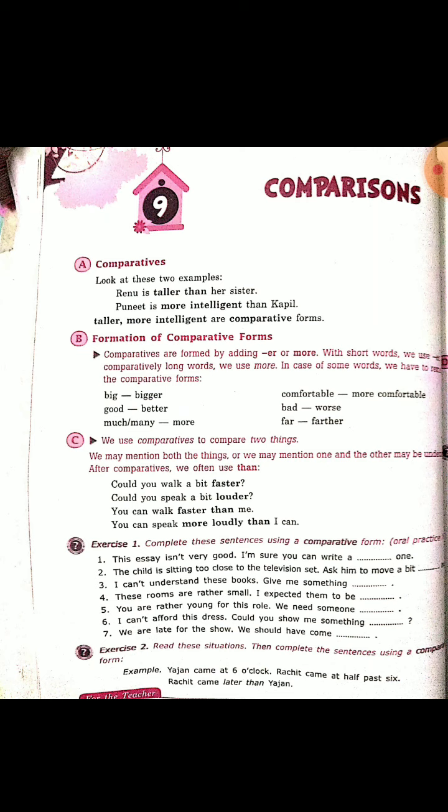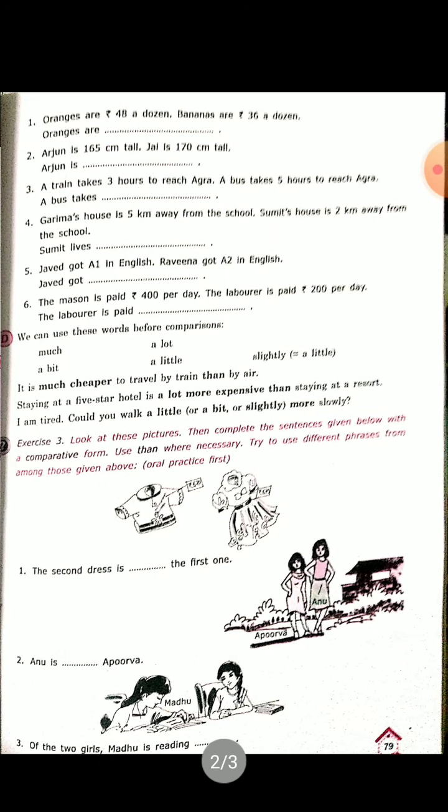Yajan came at 6 o'clock. Rachit came at 6:30. Rachit came later than Yajan. Later means बाद में आए. Now oranges are rupees 48 a dozen. Bananas are rupees 36 a dozen. So what will be the sentence? Oranges are costlier than bananas. So you have to complete these sentences.